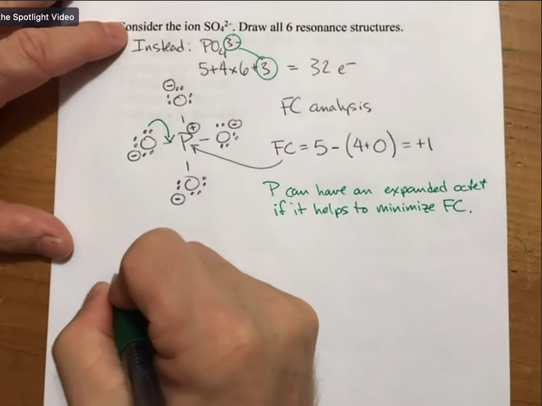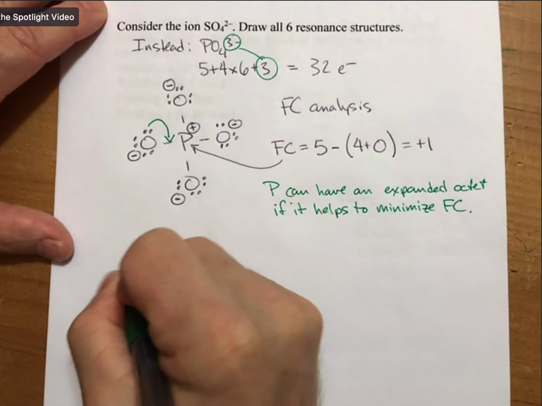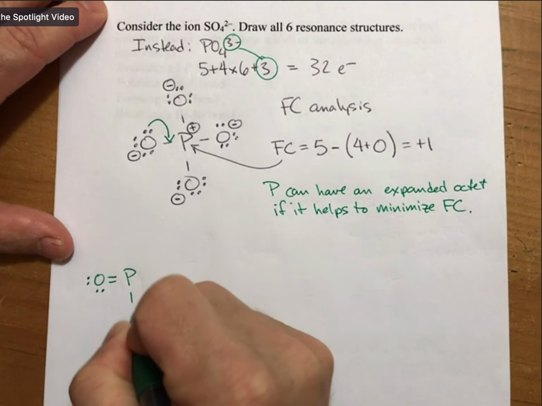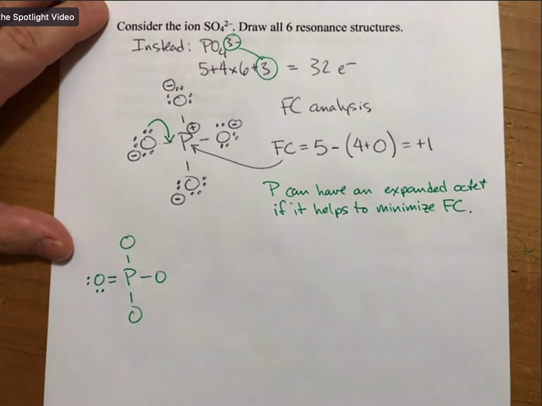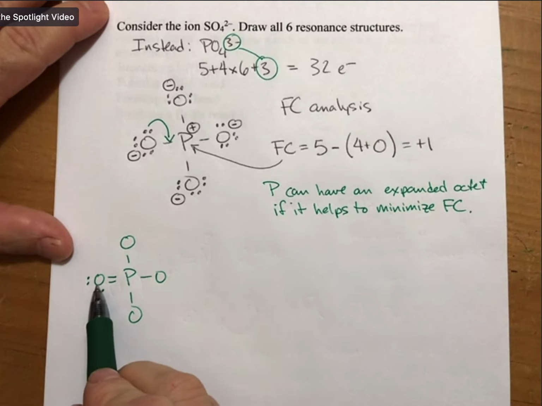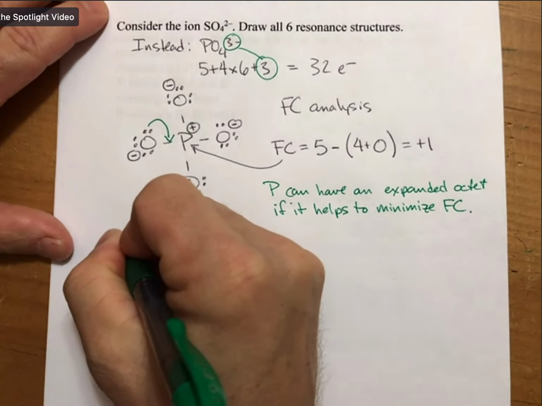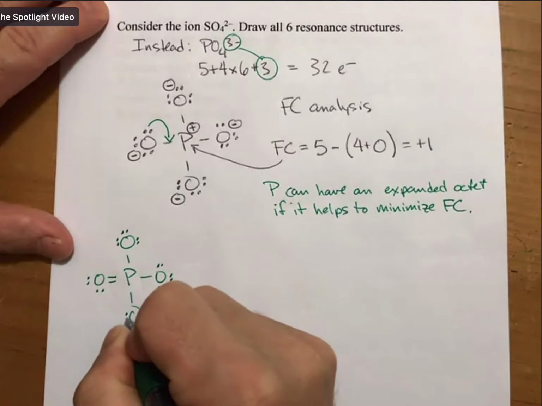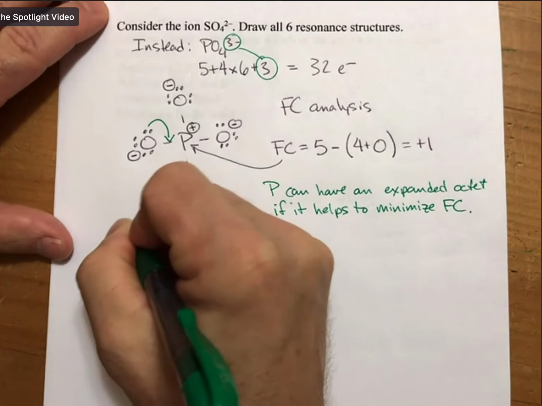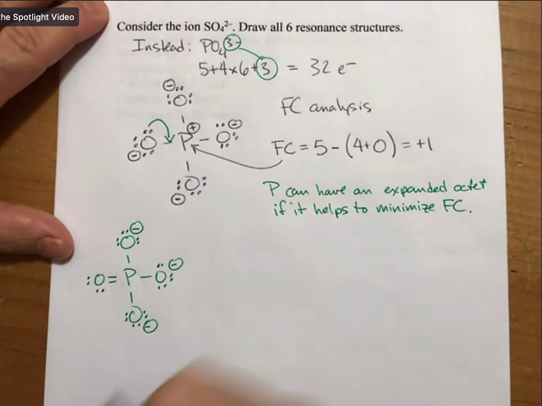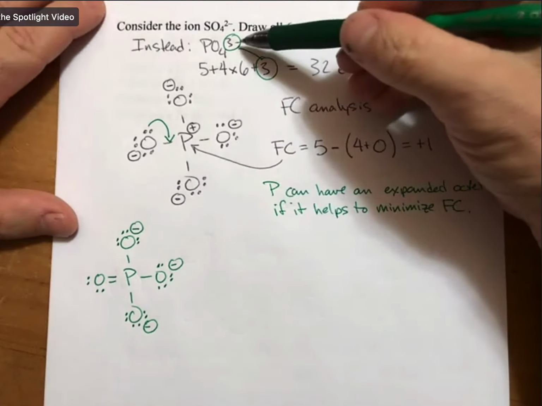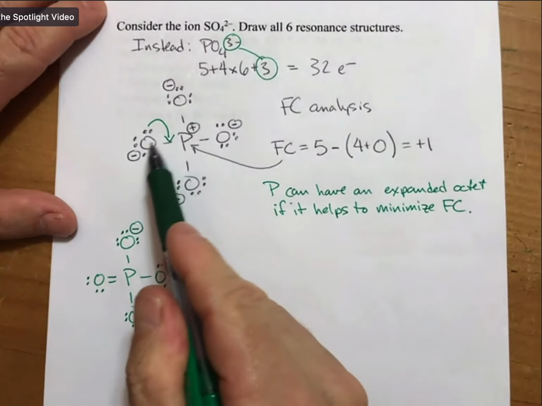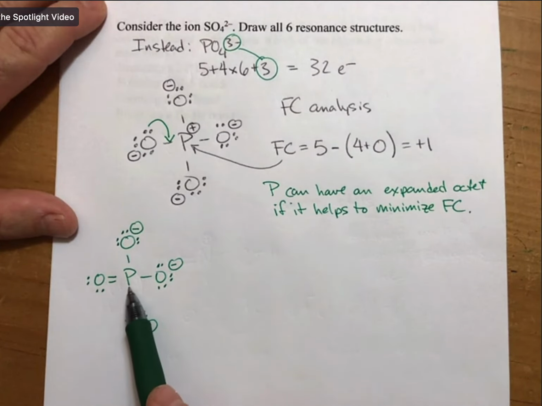And I'll draw it over here because I know there's a bunch of resonance structures coming up. So I've got 1 double bond on this left oxygen. Everything else is the same. And I've still got 3 negative formal charges, which makes sense because my ion has a 3- charge. But my plus and my minus have now been canceled out.